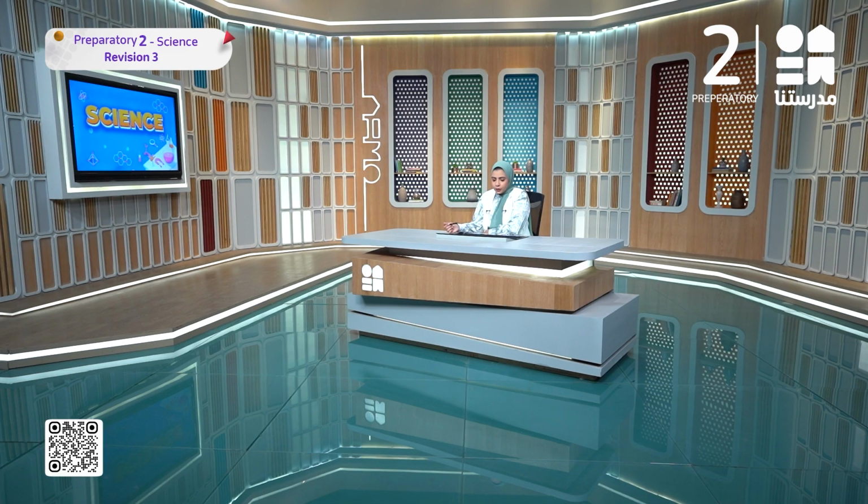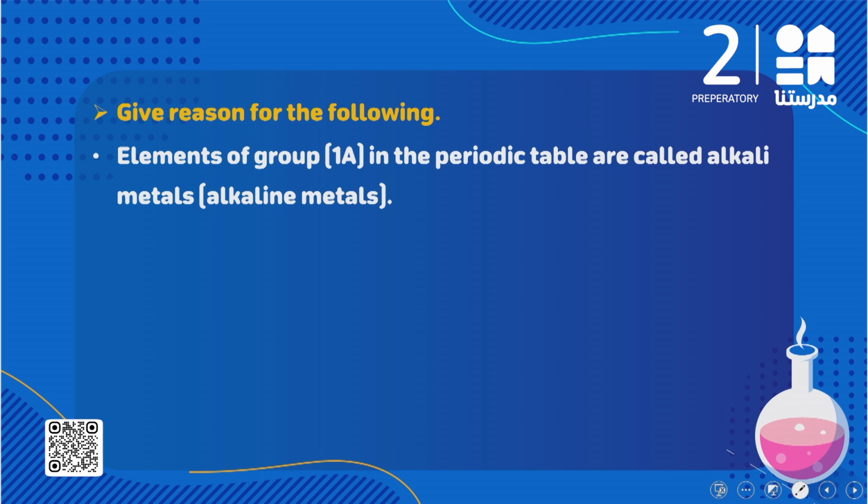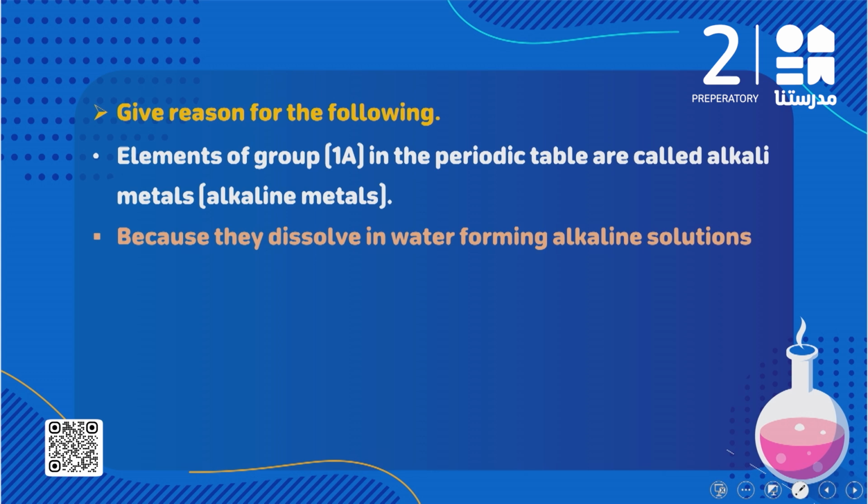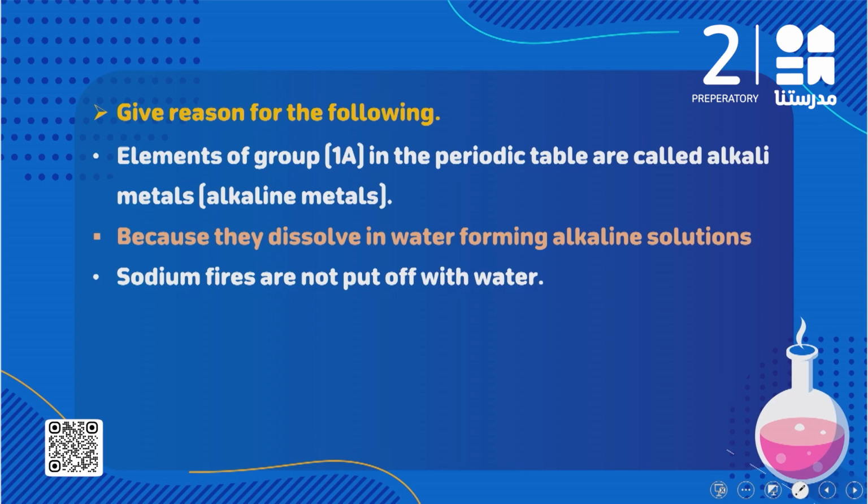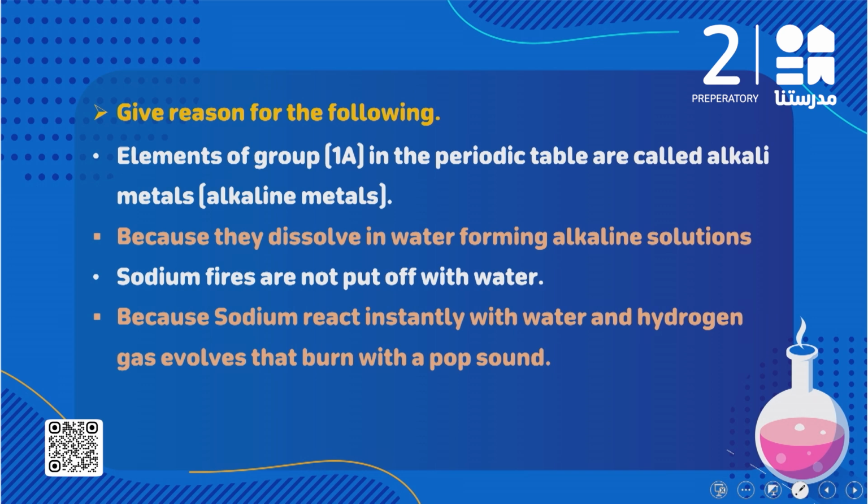Give reason for the following. Elements of group 1A in the periodic table are called alkali metals. Why do we call the elements of group 1A alkali metals? Because they react with water giving alkaline solutions. Sodium fires are not put off with water. Why? Because sodium reacts instantly with water and hydrogen gas evolves that burns with a pop sound. So never put off a sodium fire with water.